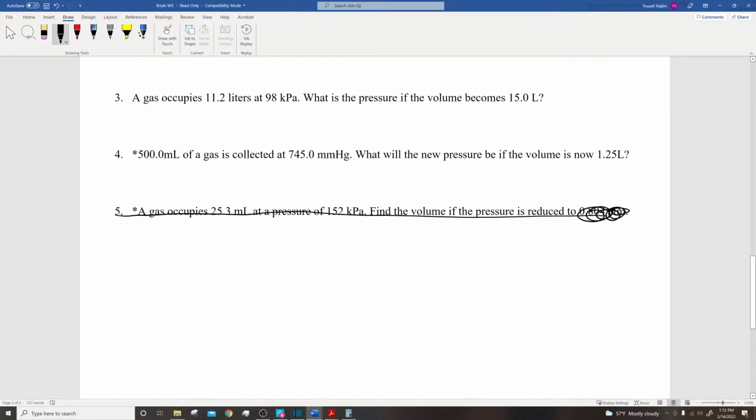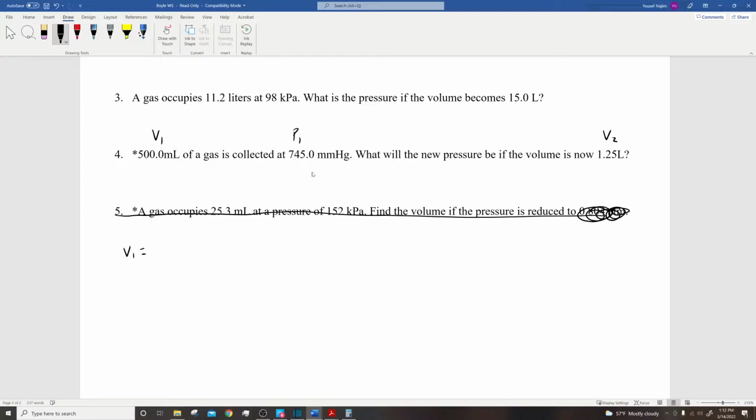All right, so let's do number 4. Number 4 says that we have 500 milliliters of gas collected at 745 mmHg. So 500 milliliters, that's going to be our V1, and it's collected at 745 mmHg, that's going to be our P1. What will the new pressure be if the volume is 1.25 liters? So this is going to be our V2. So the first thing we need to do for this problem is plug everything in. So I'm going to write them out down here.